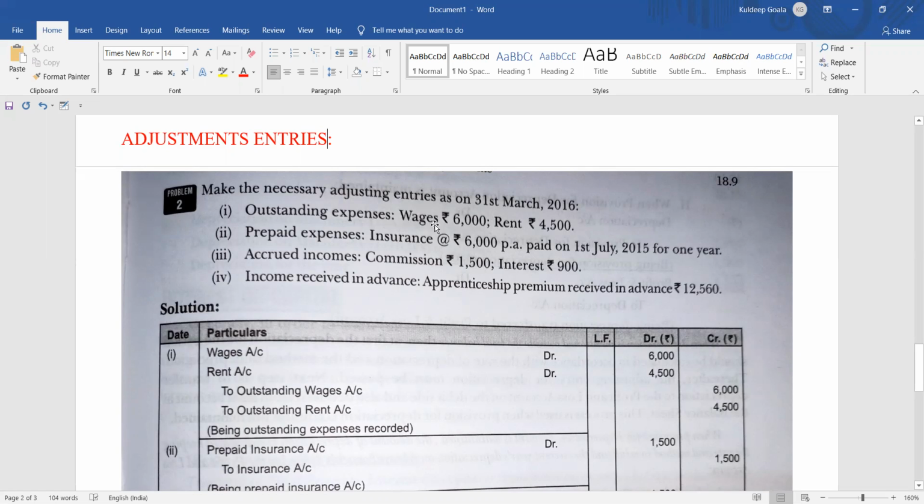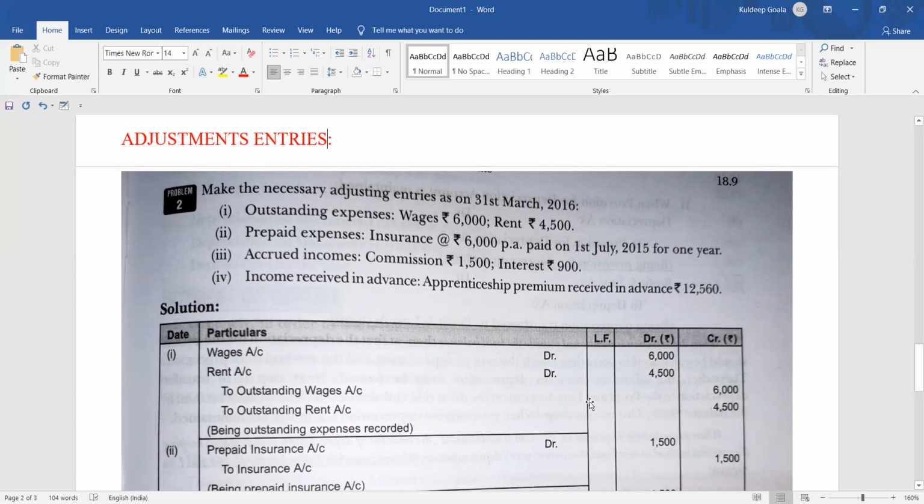Wages outstanding and rent outstanding, right? So how are we going to put it? First of all, it will be expenses account debit. That means wages account debit 6,000, rent account debit 4,500, to outstanding expenses account. That is, to outstanding wages account 6,000, to outstanding rent account 4,500. So the general entry will be like this: wages account debit 6,000, rent account debit 4,500, to outstanding wages account 6,000, to outstanding rent account 4,500.